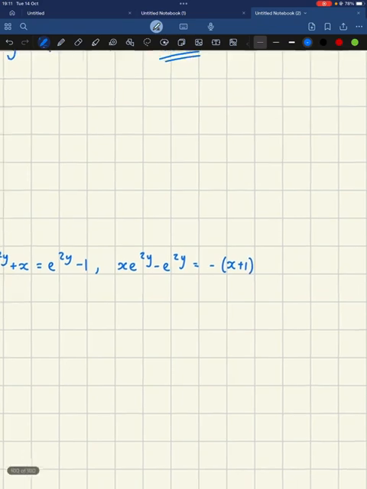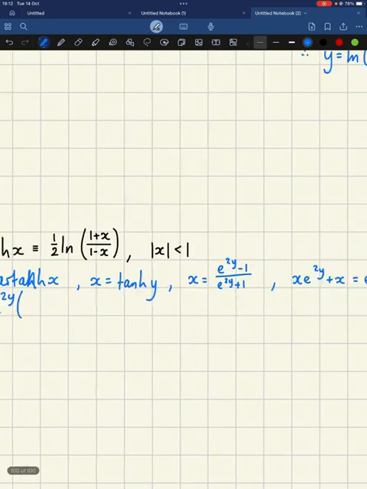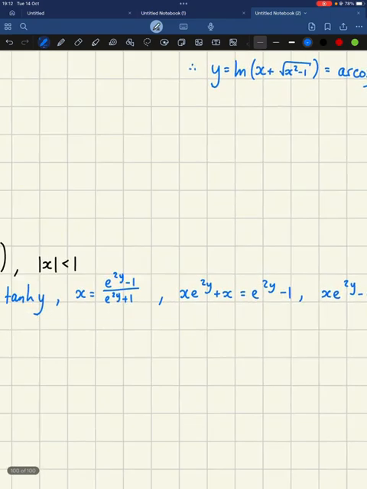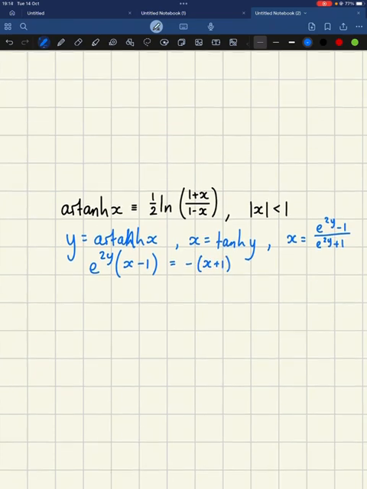Well, minus x minus 1 is just minus x plus 1. We're going to factor out e to the 2y, so we get e to the 2y times x minus 1, and that is equal to minus x plus 1. Now we divide by x minus 1, so e to the 2y is equal to minus x plus 1 over x minus 1. Now we can distribute this minus, so instead of x minus 1 we get 1 minus x, so we get x plus 1 over 1 minus x. And let's rearrange so instead of x plus 1 we get 1 plus x, because we want to make it look like this.